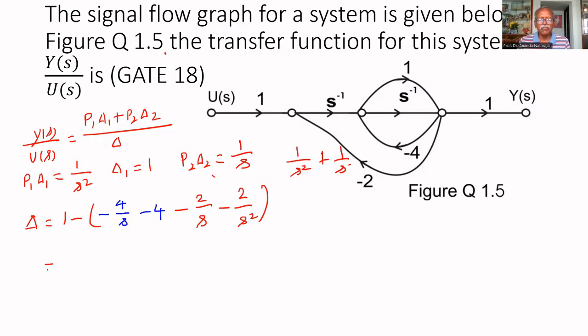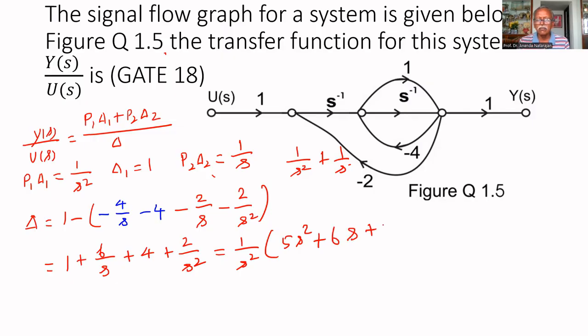That's all. If you simplify this, 1 plus 4/s plus 2/s equals 6/s plus 4, plus 2/s². So if you take 1/s² outside, you will get 5s² plus 6s plus 2. This is the denominator. The numerator is this.